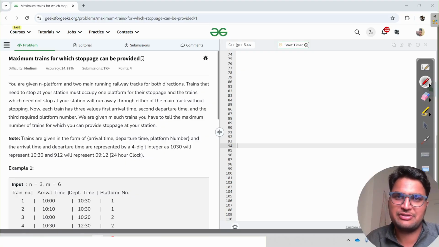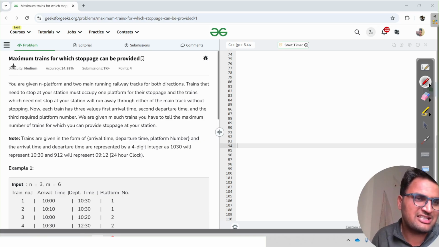So today we will take a new DSA question here. And the question is we have to find basically the maximum trains for which stoppage can be provided.